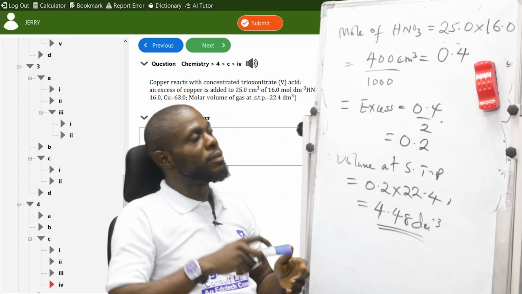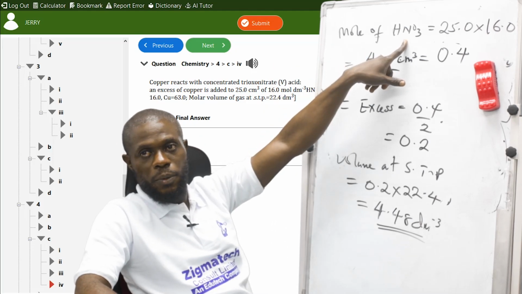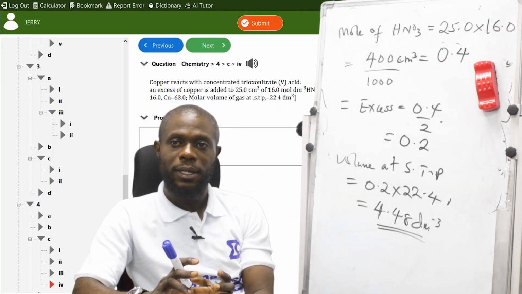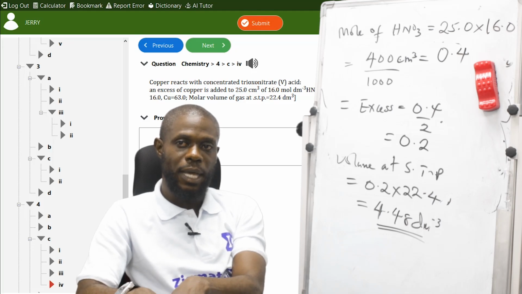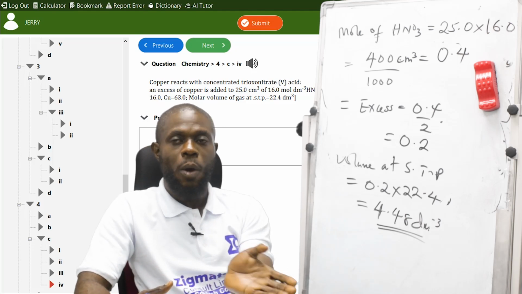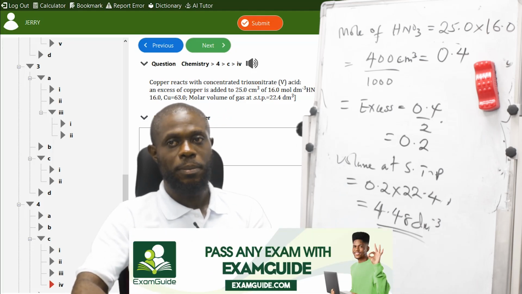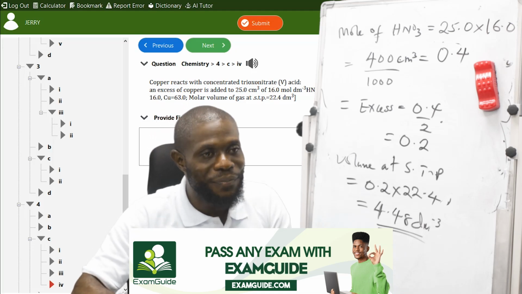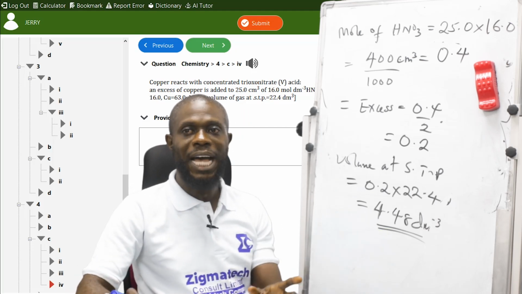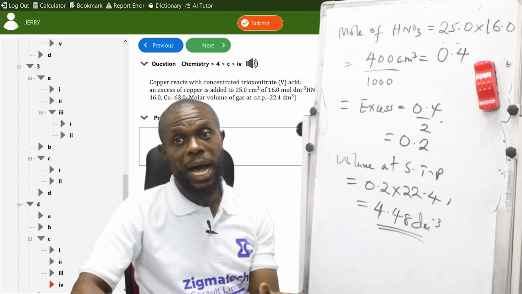That is the answer. Now, let me start again. I said mole of HNO3, which is trioxonitrate 5, is 25 times 16. Why? They say the excess copper is added to 25 centimeter cube of 16 mole. That means in the 16 mole decimeter cube, excess copper was only added to 25 centimeter cube of it.